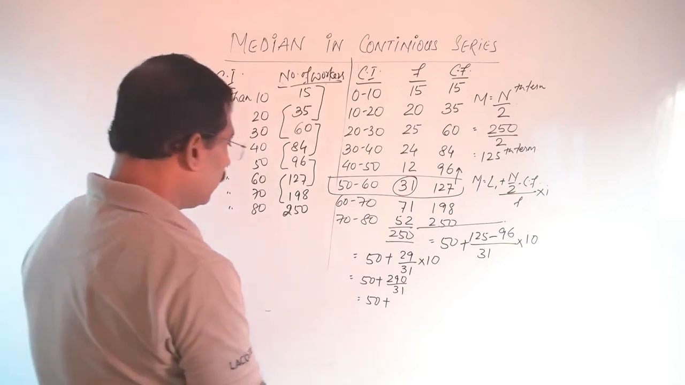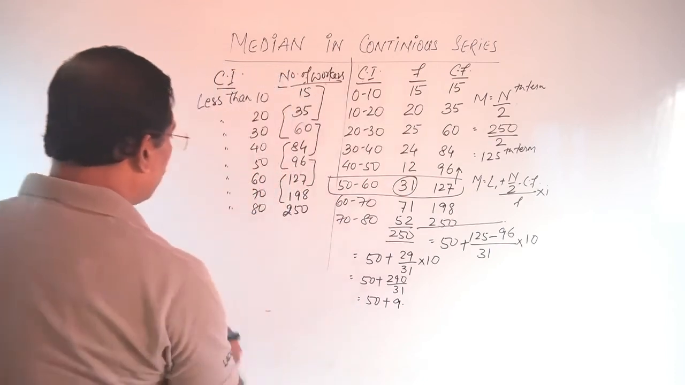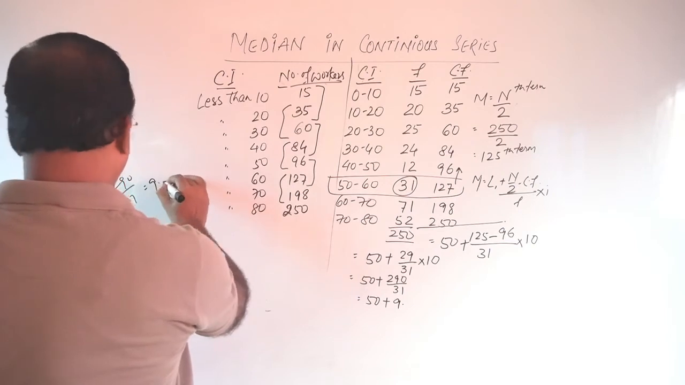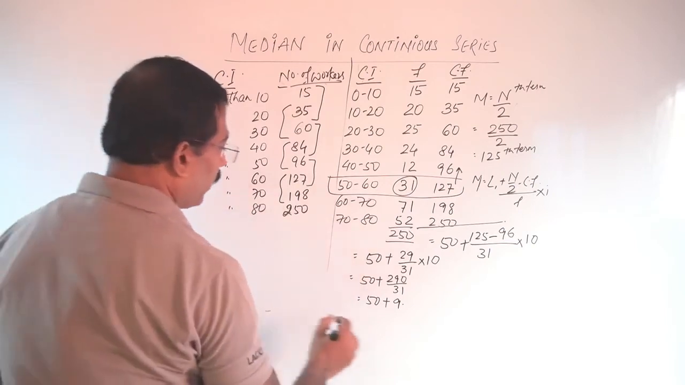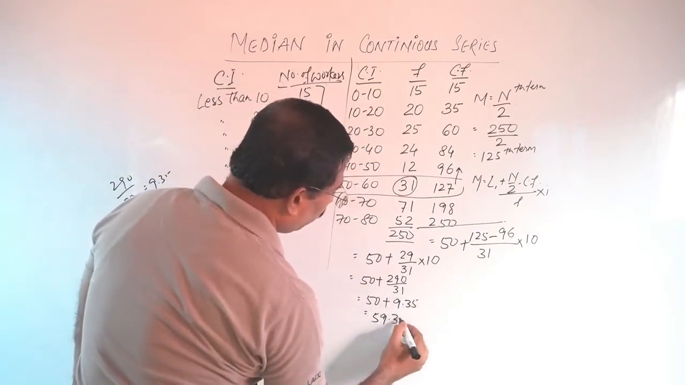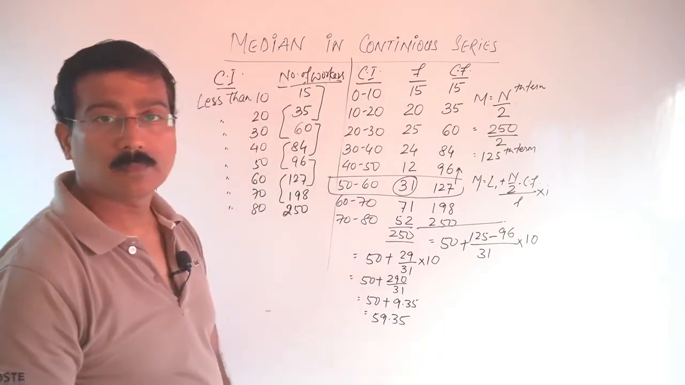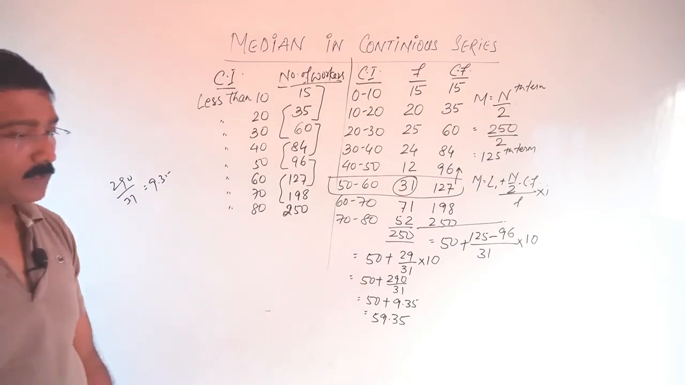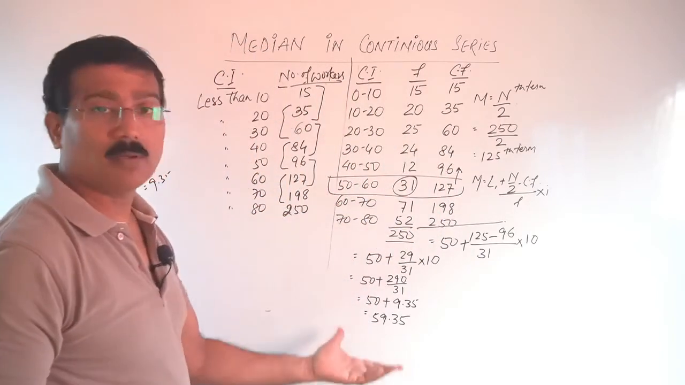This will be 3 9s are 27. I am dividing here in the rough. So this will be 9.35. 9.35. So the result will be 59.35. Any problem? Very clear? Okay. Now the next one.